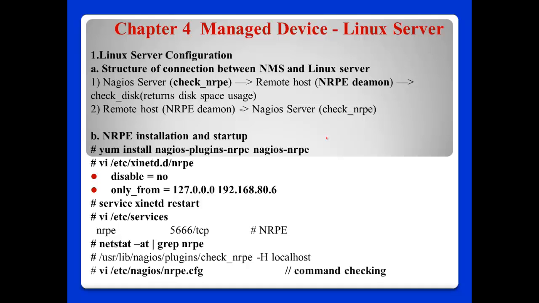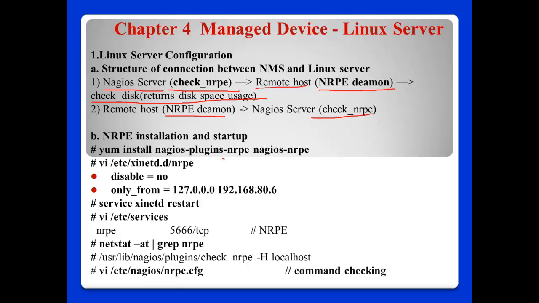To configure the Linux server to the Nagios server, first, from the Nagios server, we need to start this plugin, check_nrpe. This plugin will send a request to the remote host, and the remote host normally will start the NRPE daemon. This daemon will check this kind of command, and after that this daemon will return the result to the check_nrpe plugin.